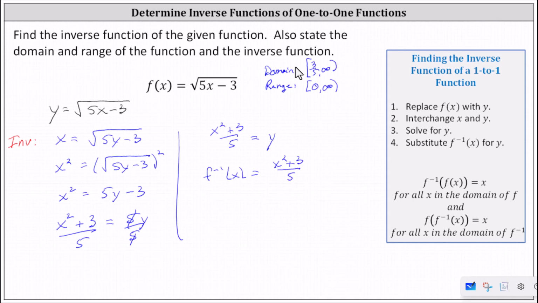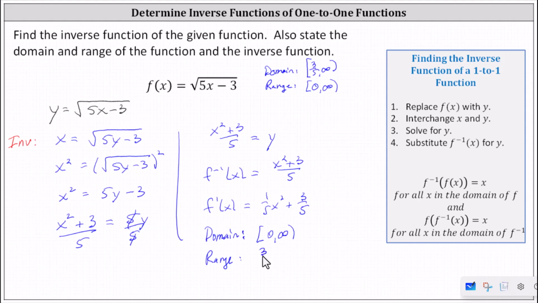divided by 5. Well, if we wanted to, we could say f inverse of x equals 1/5 x squared plus 3/5. And now we need to state the domain and range of f inverse of x. The domain of f inverse of x is the same as the range of f of x, from 0 to infinity, including 0, and the range of f inverse of x equals the domain of f of x, which is the interval from 3/5 to infinity, including 3/5.